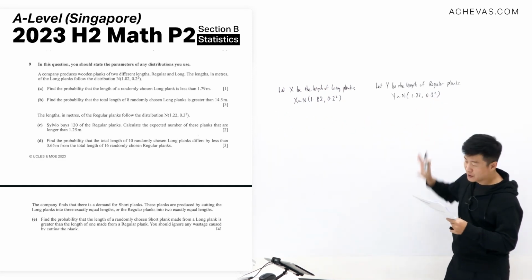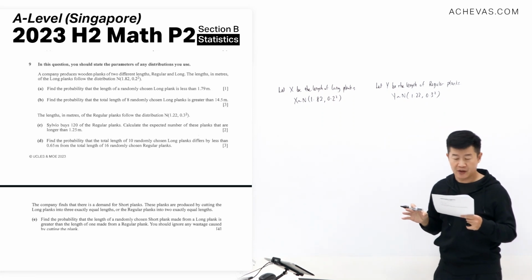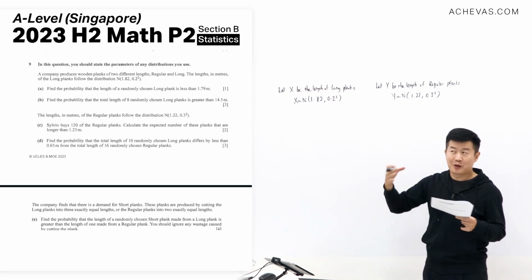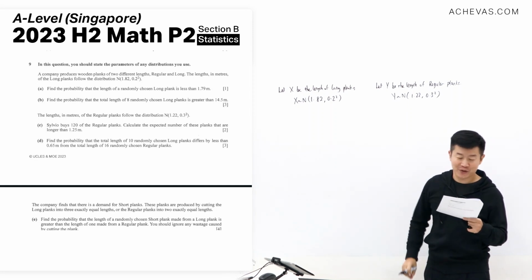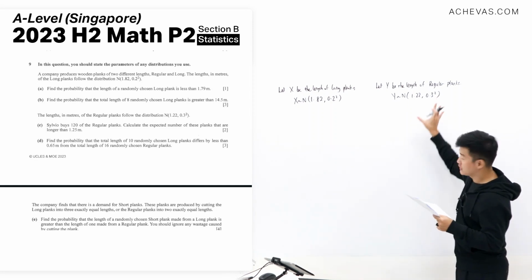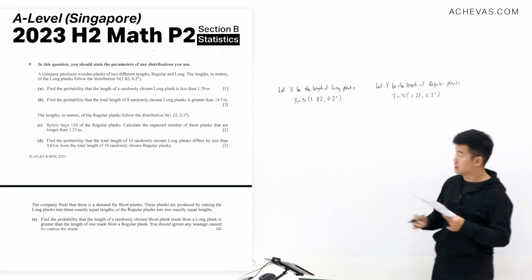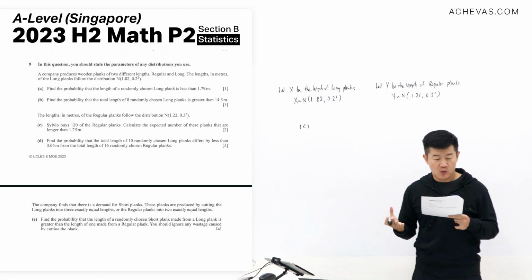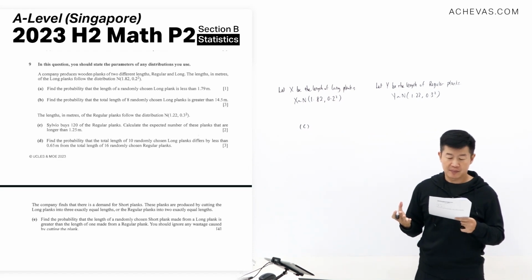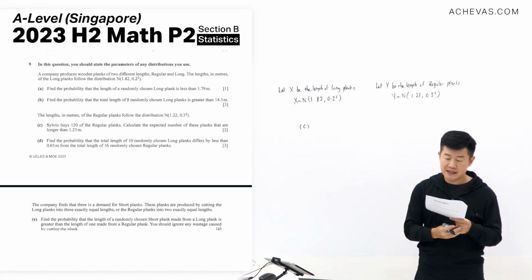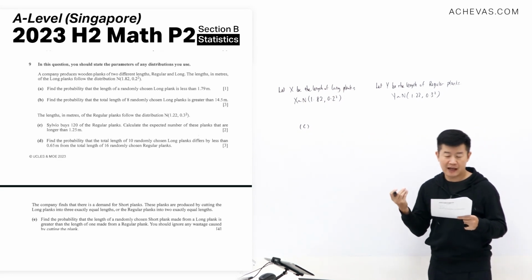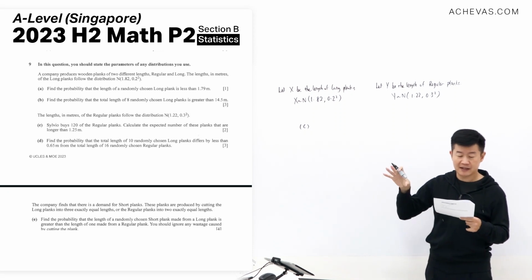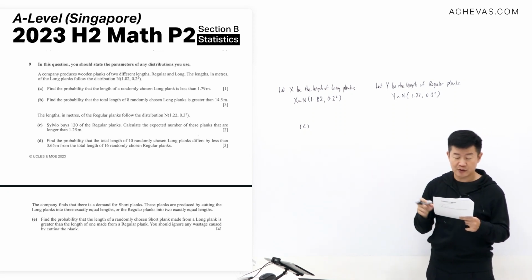Okay, so we are looking at regular planks, and I'm going to let y be the length to represent the length of a regular plank, and it follows a normal distribution that is given to us by the question. In part C, this person is going to be buying 120 regular planks. We want to calculate the expected number of these planks that are going to be longer than 1.25. So we are looking at the average number of the planks inside these 120 planks that are going to be longer than 1.25.